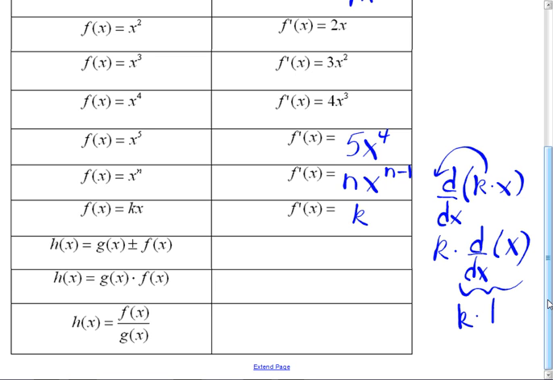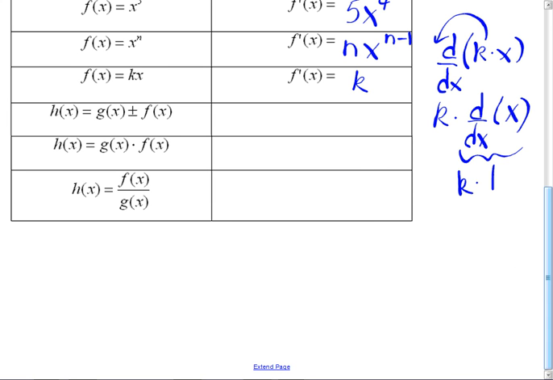Okay? Now, things are still fairly easy. If I do the derivative of the sum, or difference, it doesn't matter, you could take the derivative of each one of those separately. So h prime of x is equal to g prime of x plus or minus f prime of x. So it distributes. So that's not too bad.